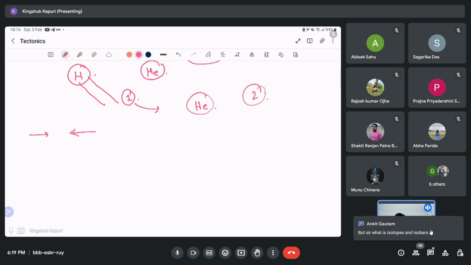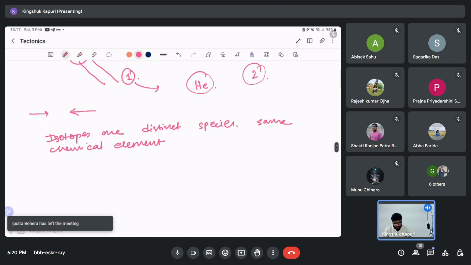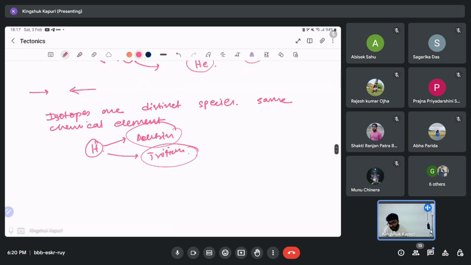So you are asking, Gautam, you don't know about the isotopes and isobars. I think these are very basics, but okay, I will explain. So what are isotopes? Basically, isotopes are distinct nuclear species of the same chemical element. For example, hydrogen has different isotopes, that is deuterium and tritium, right? So the atomic number is the same, but the mass number is different. So these are isotopes.